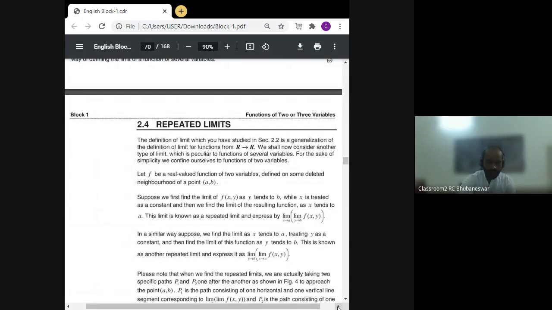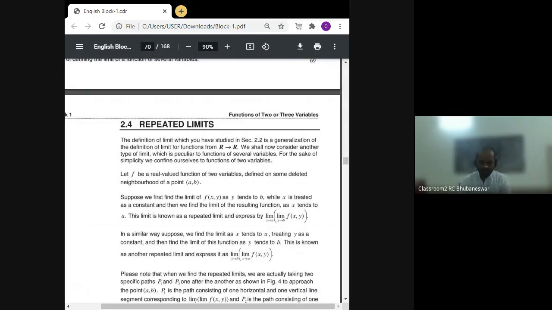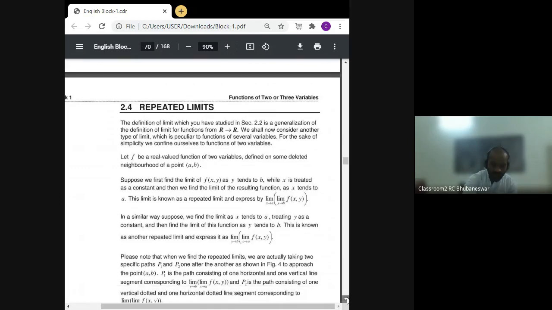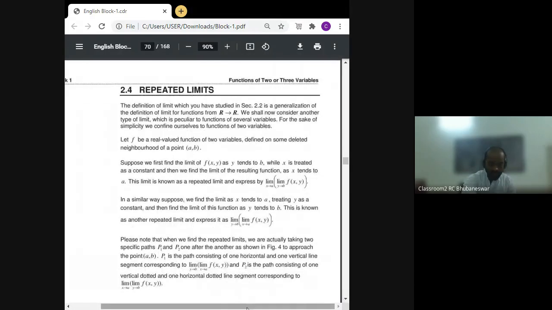Repeated limits. First let us look at the difference between the previous limit that was written and the limit that is written in this particular section, which is the main focus point of discussion. Look at the expression here. In the previous expression, the limit is represented in a single step. That means under the limit we directly represented (x, y) arrow (a, b), that means the point (x, y) approaches the point (a, b). But here, look at the difference.